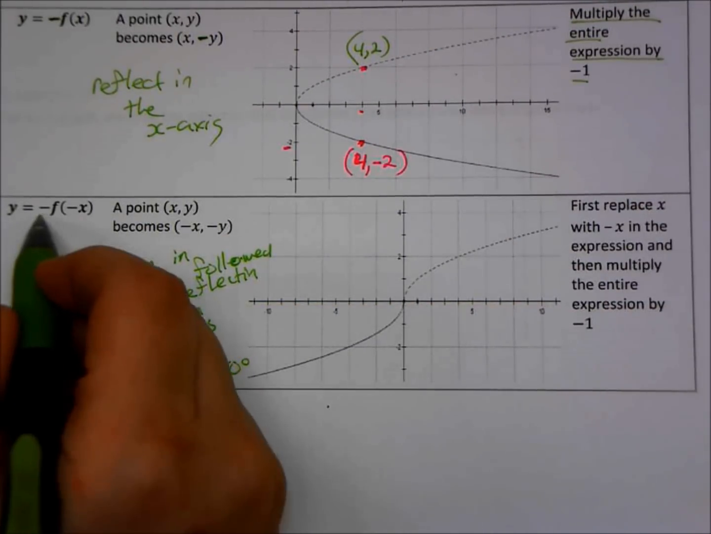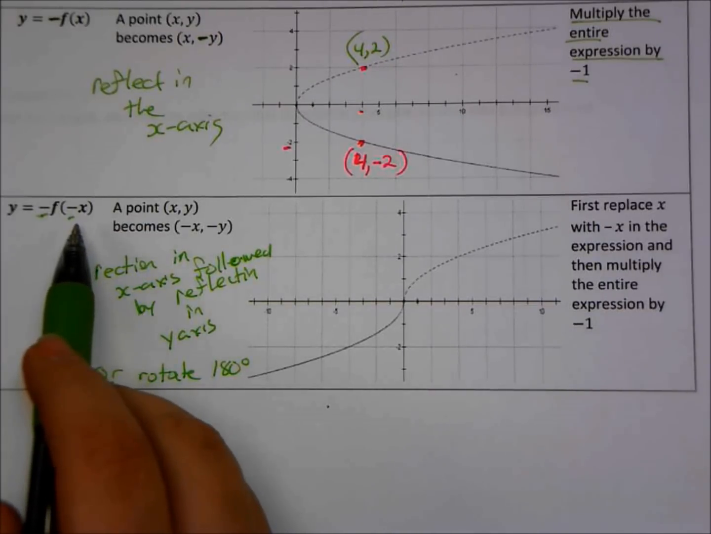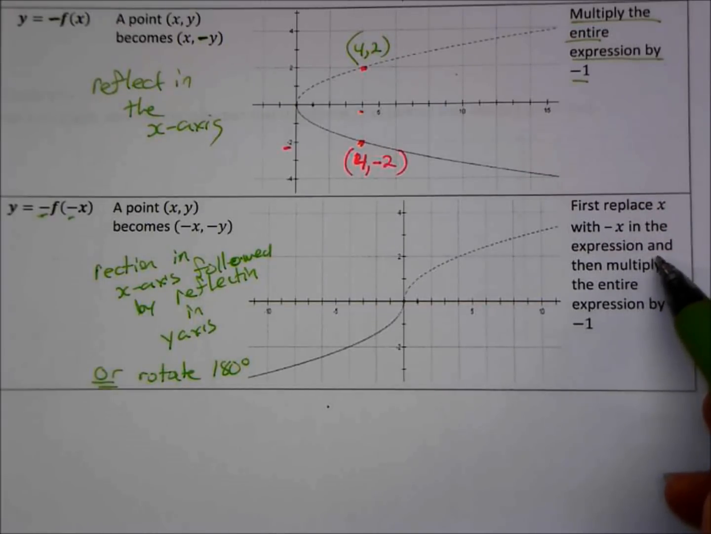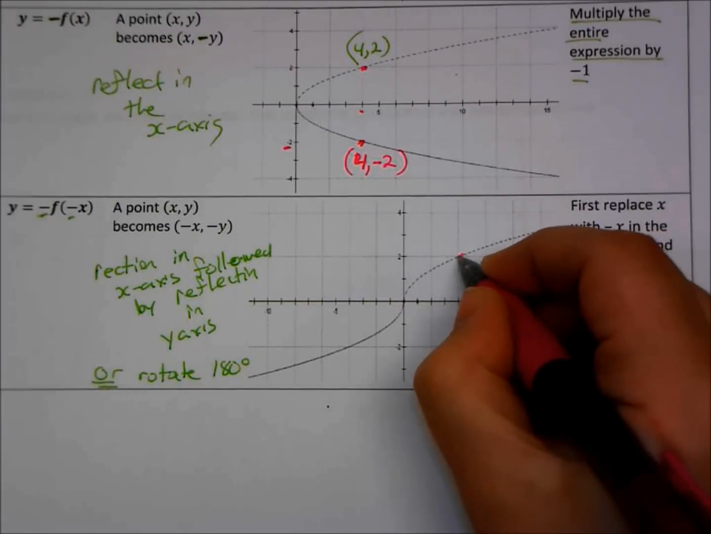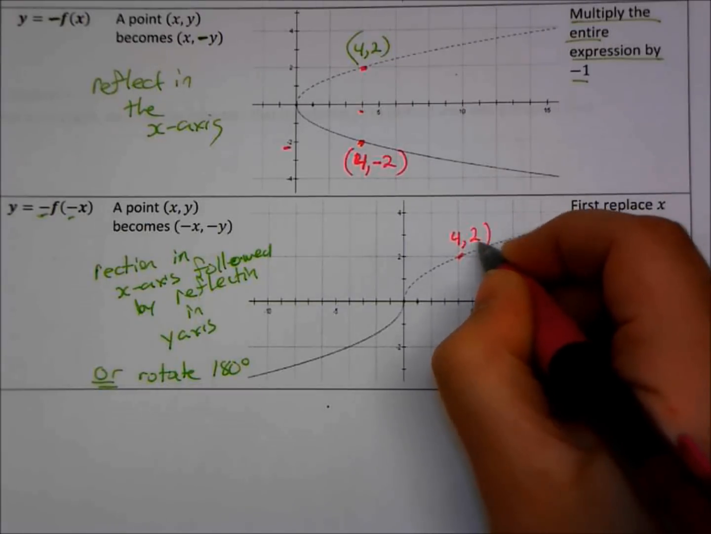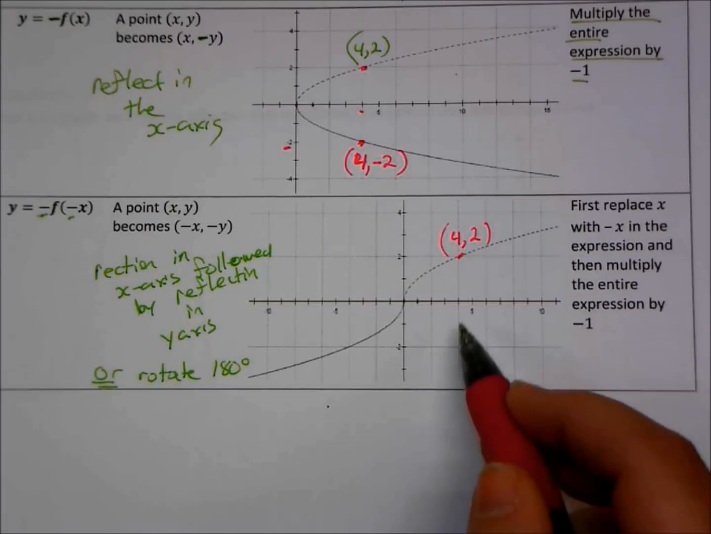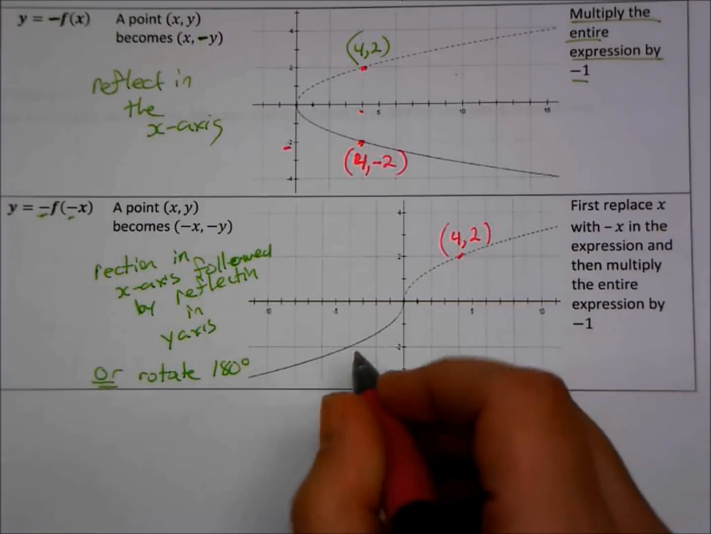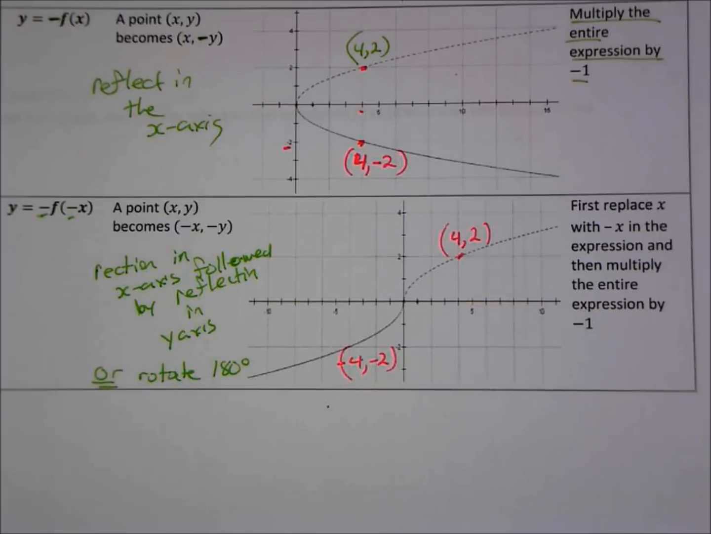To do this, it's a combination of both of those. We put a negative in front of the f and a negative in front of the x, so a negative in front of the whole function and a negative in front of the variable. We replace x with negative x, and then we multiply the entire expression by negative 1. So our point (4, 2) becomes, first, if we're going to do this intermediate one, where first we're flipping in the x-axis, (4, -2), and then finally (-4, -2) for our final one. So reflections, mirror images.